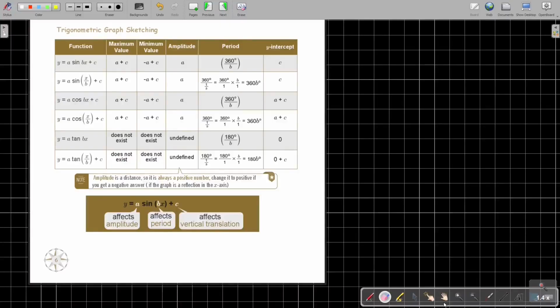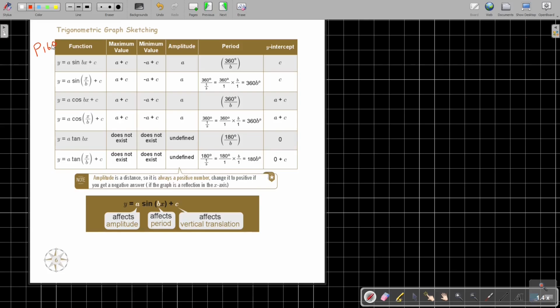AS-Level Trigonometry Exam Preparation Questions Part 5. It will also be the last part in this topic. Let's look at trigonometric graph sketching. You will find this on page 160 in the grade 12 AS-Level Mathematics textbook, y equals mx plus c.